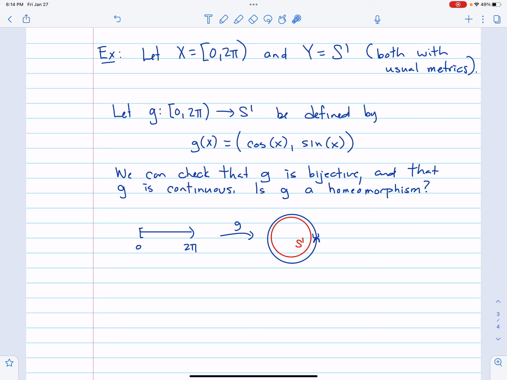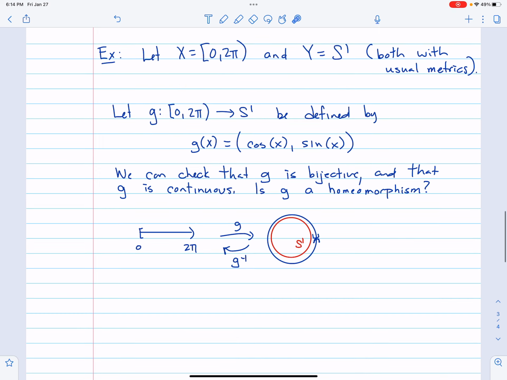So on one side of the interval we get a closed endpoint, and on the other side we get an open endpoint. And the inverse of g is a nice well-defined function, right? Because it's a bijection, there's a well-defined inverse. What the inverse of g is doing is basically taking this circle, cutting it at this point, and then unrolling it into an interval. So it cuts the circle at a point and then unrolls it into an interval.